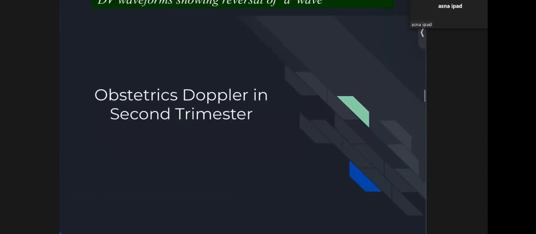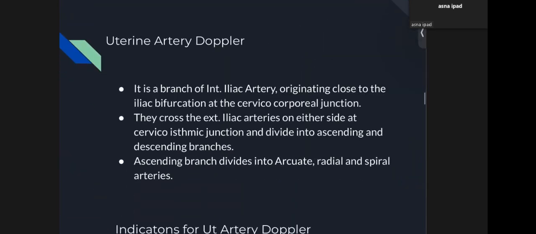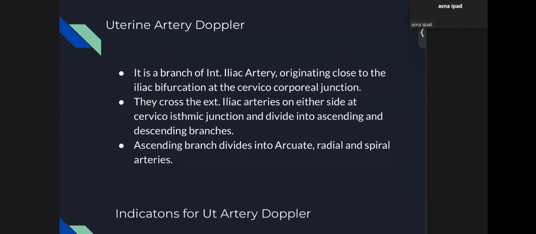The next Doppler is the obstetric Doppler in the second trimester. So here is the main chunk of the topic today. Let's start with the uterine artery Doppler. The uterine artery is a branch of the anterior division of the internal iliac artery, originating close to the iliac bifurcation at the cervicocorporeal junction. They cross the external iliac arteries on either side at the cervicoisthmic junction and divide into ascending and descending branches. The ascending branches further divide into arcuate, radial, and spiral arteries.